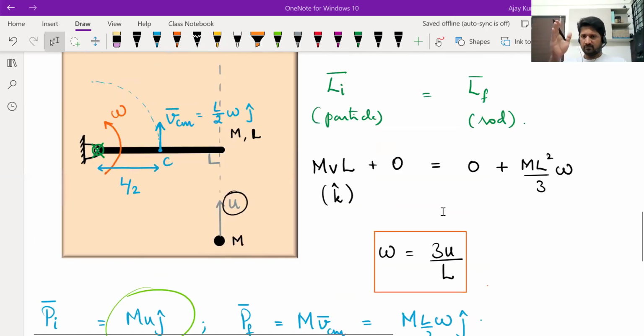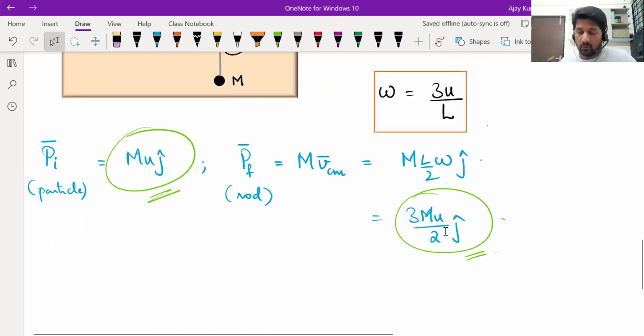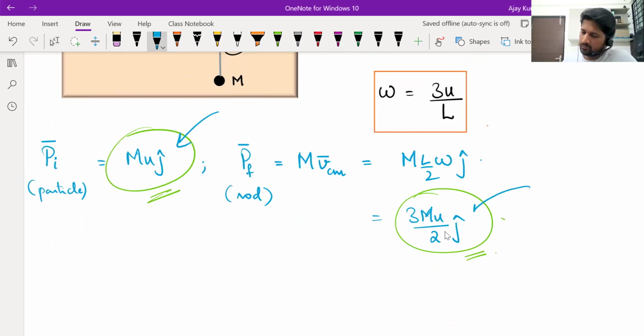We hit the rod in the y direction, and the support is also exerting a force. See, momentum has increased in the y direction. No? From mu j cap, it went up to 3 mu by 2 j cap. This is basically 1.5 mu.